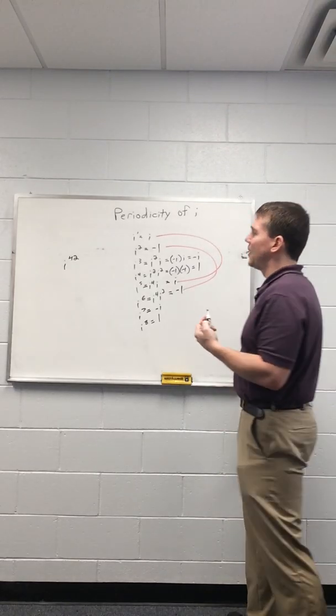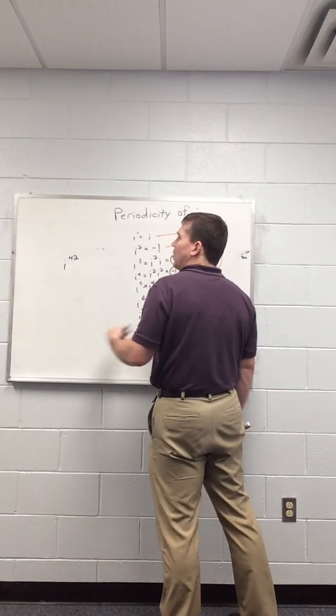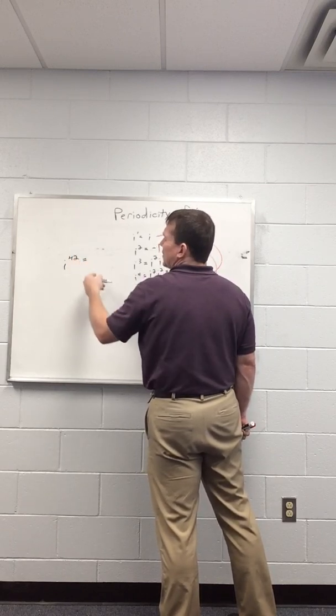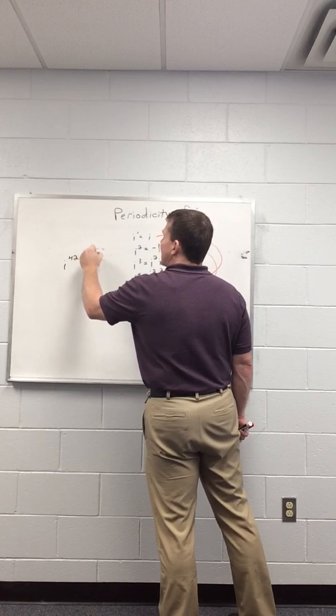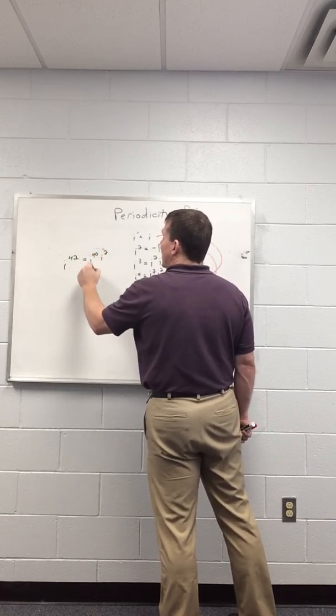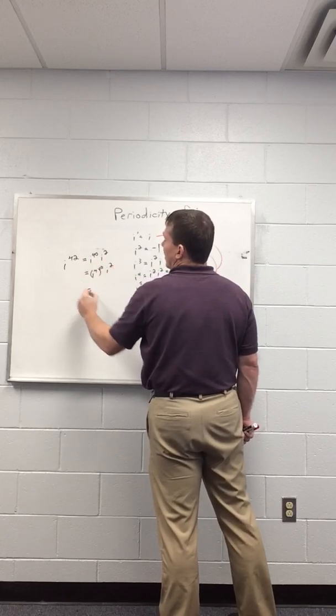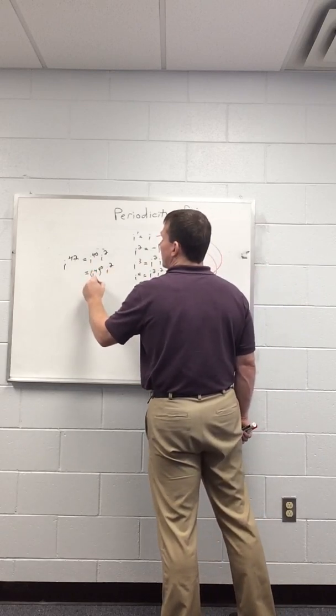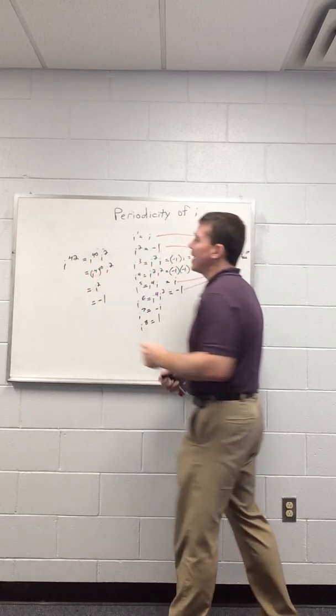But what that means is, if we want to find i to the 42, all we really have to do is find the highest multiple of 4 that is less than or equal to 42. So in this case, that's i to the 40 times i squared. i to the 40 is i to the 4th to the 10th, times i squared. But i to the 4th is just 1, so that's 1 times i squared, which is i squared. And I get -1.